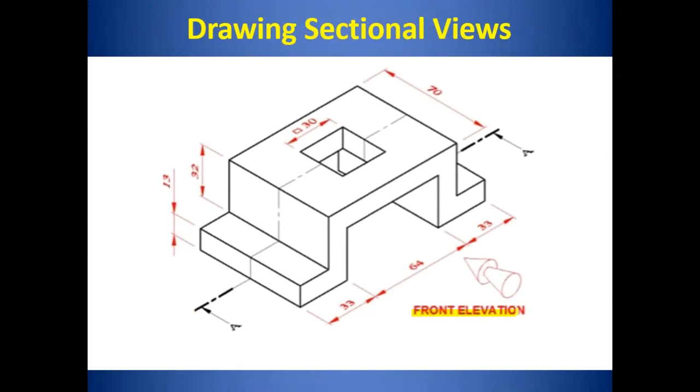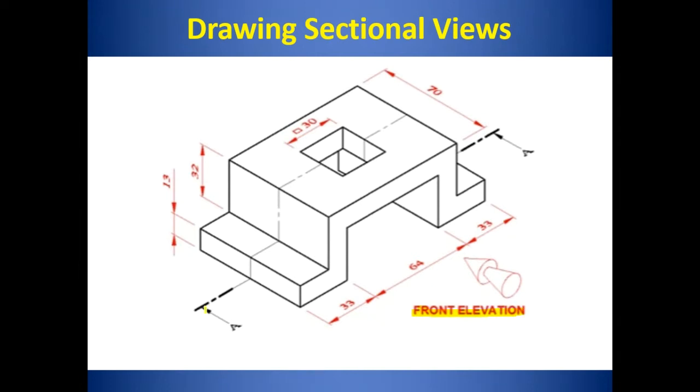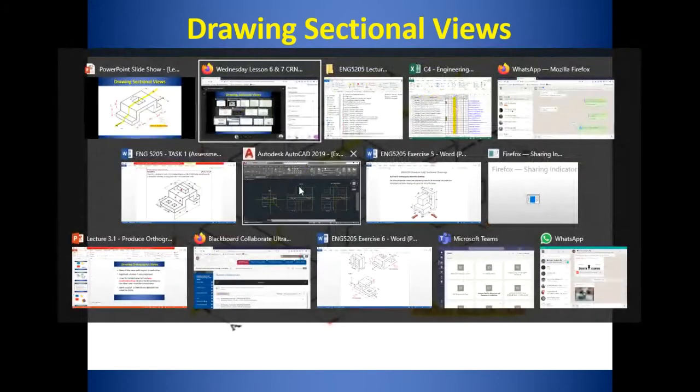This is the front elevation. And here, this is the cutting plane. Through this plane the object is cut, and this plane is AA. Now we can draw the front view as a cut section view in the AutoCAD drawing. Let us see how to draw this.